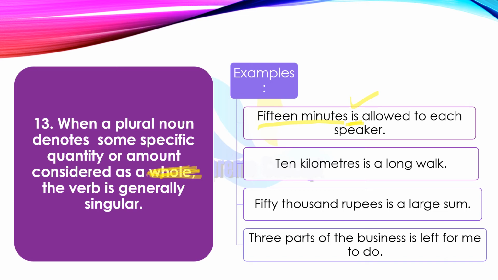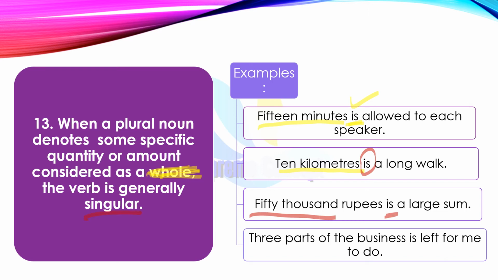And similarly, 10 kilometers is a long walk. Here 10 kilometers is treated as a whole unit, single unit. That's why we will use the singular verb form here. So is is used here, okay, is a long walk. Then third example is that 50,000 rupees is a large sum. Here 50,000 shows a single unit, single amount. So for that reason we used the singular verb form, is.